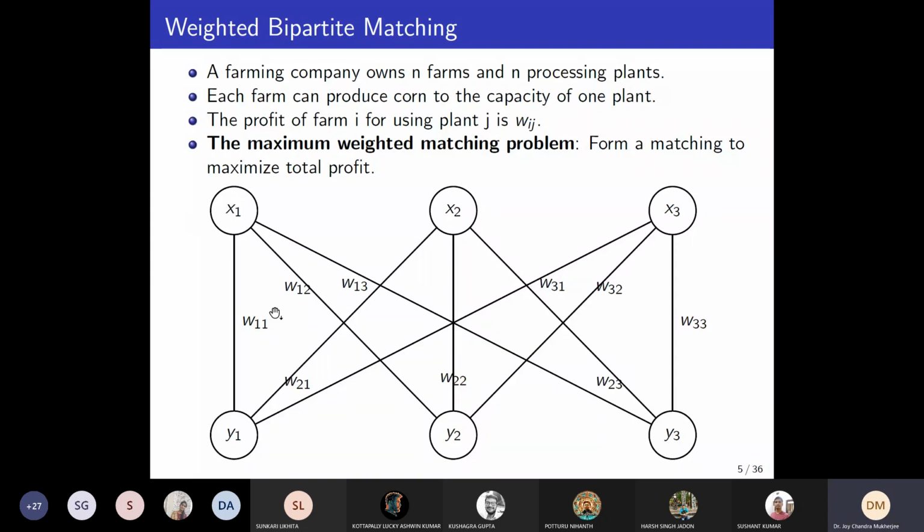So what is the government doing? It says, for example, X1, you don't use X1, and for this the government is giving you some money. It's the same for X2, same for X3. Similarly for Y1, Y2, Y3, the government wants to give some funds and ask them not to produce any corn.